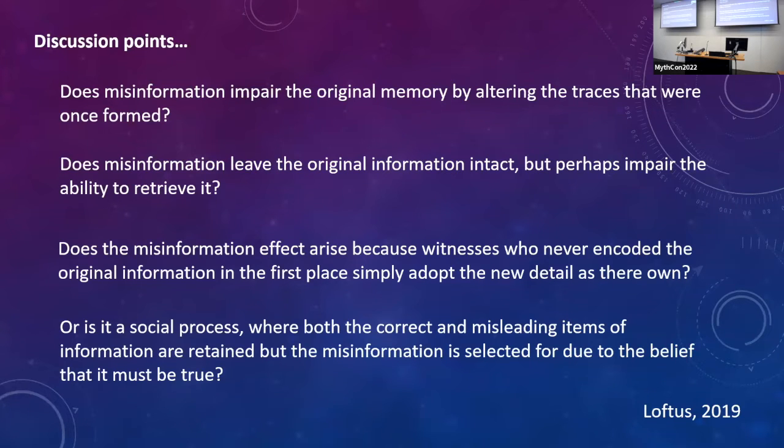Or is it because witnesses who never encoded the original information in the first place, maybe if it's something they didn't see, simply adopt the new detail as their own? Or maybe it's a social process, where both the correct and misleading items of information are retained, but the misinformation is selected for in a more conscious act, due to children perceiving adults as a source of authority and wanting to comply with their beliefs.